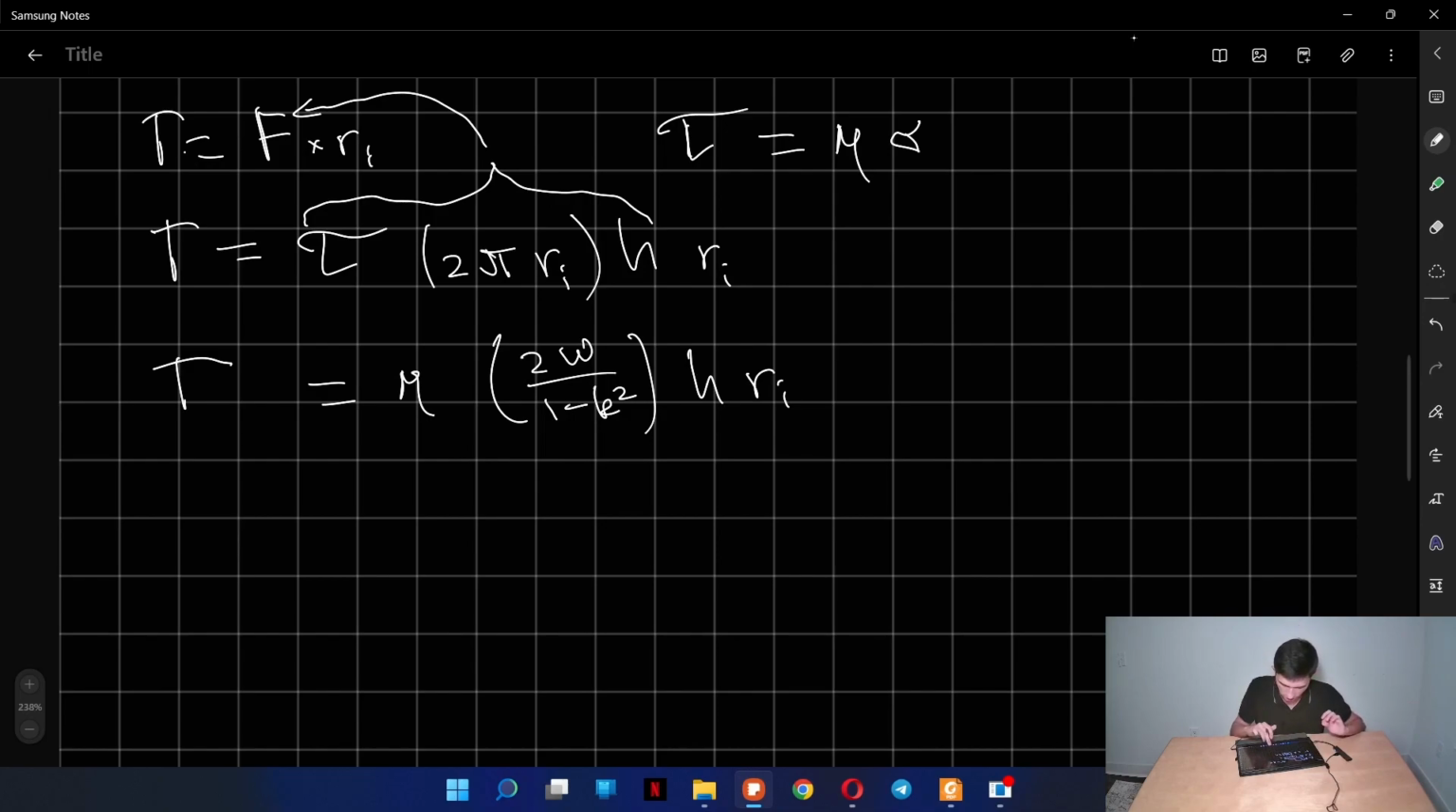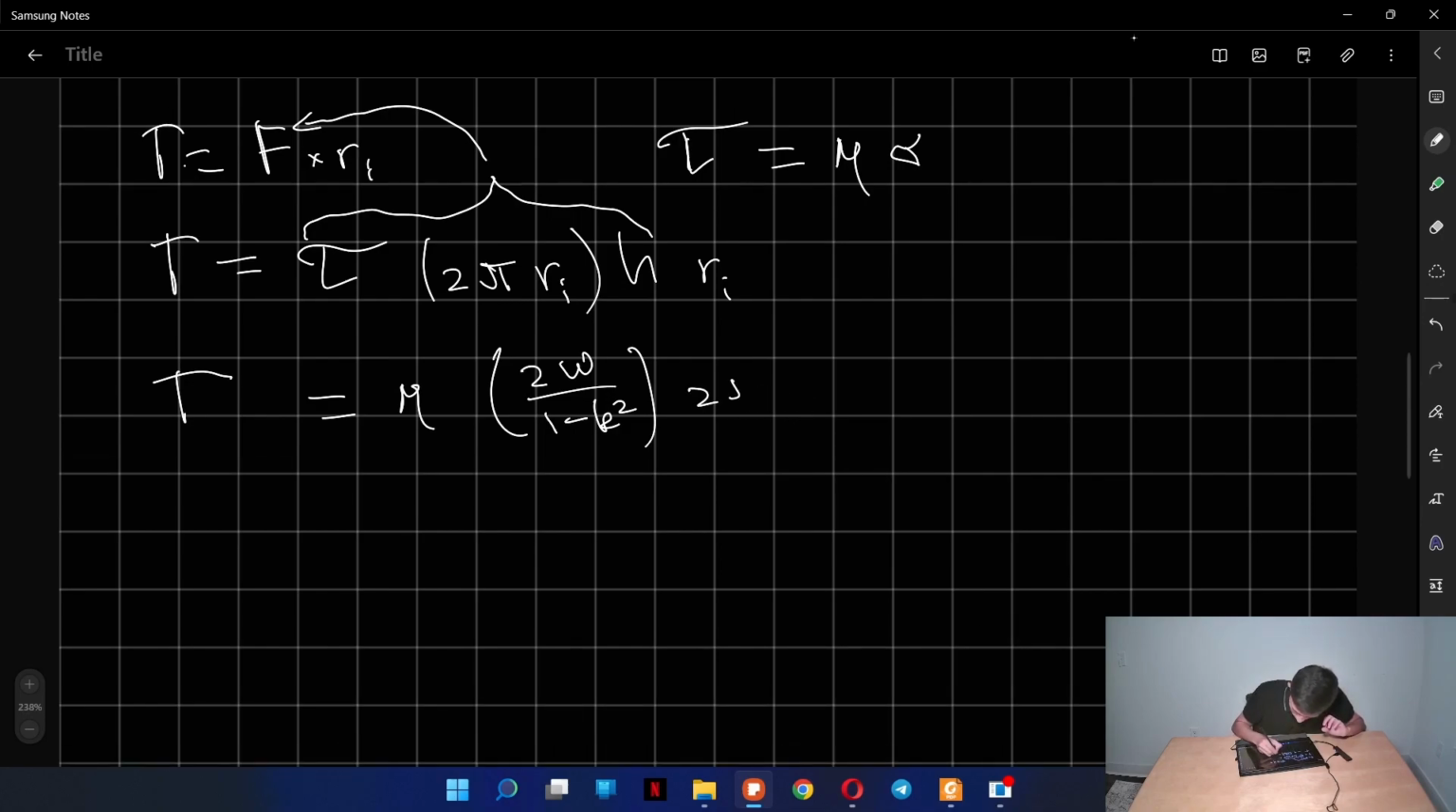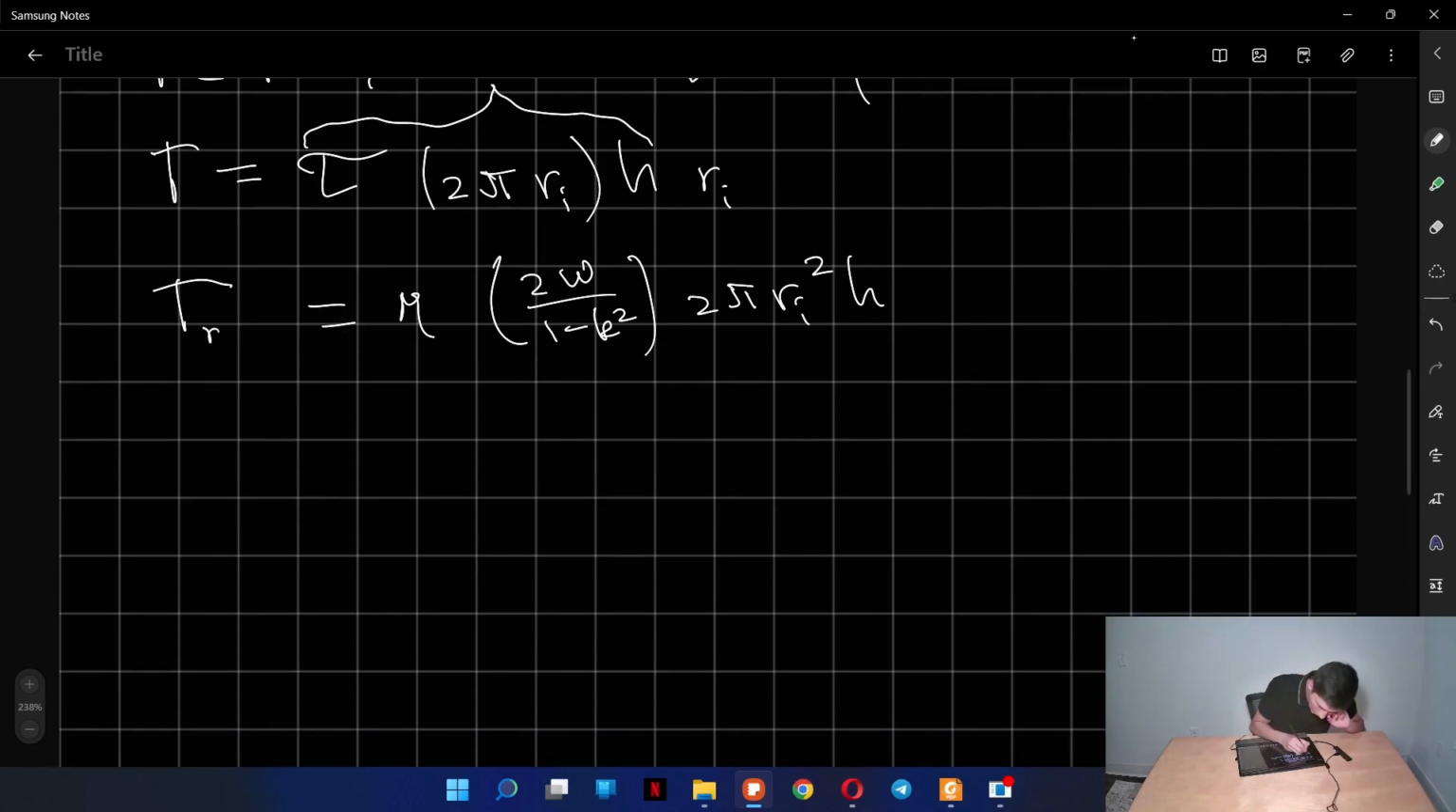I think I forgot something. Yep, I forgot 2 pi r. So 2 pi times inner radius squared times h. So now this is how our torque at the inner radius looks.